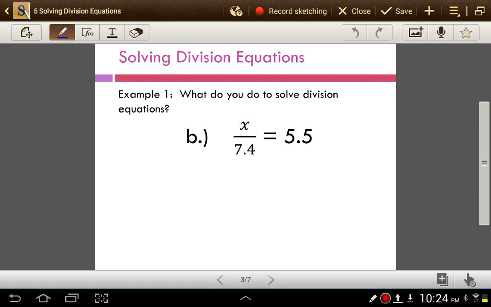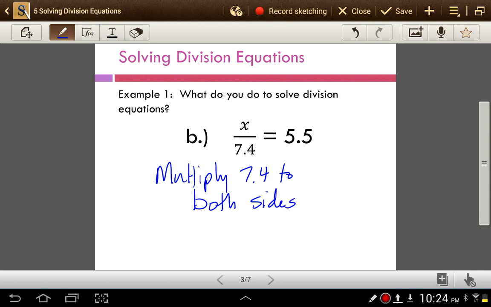To show you again, here I am dividing, so my fraction bar stands for division. So I have x divided by 7.4 equals 5.5. So what would I do to solve it? Well, the inverse of dividing is to multiply, so I'm going to multiply 7.4 to both sides. That is how I would solve this problem, and that would be the equivalent equation of solving. Okay, so again, the inverse of division, which this is division, the inverse of division is to multiply, and that's how I'm going to solve them.